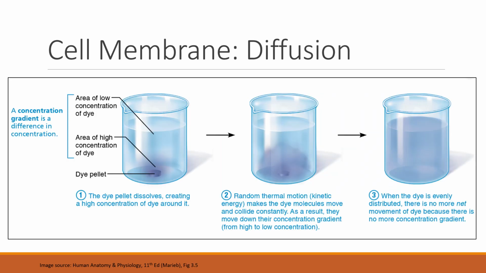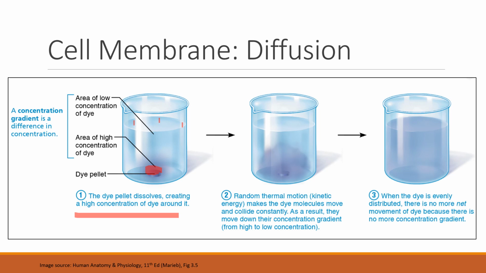In the meantime, though, let's look at this here, cell membrane diffusion. We can follow the steps on the diagrams. So step one, we have an insertion of a little pellet. This is a little purple dye. It's inserted into that beaker of water. This is considered an area of high concentration, and the area around it is considered low concentration.